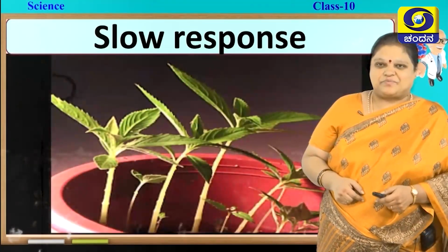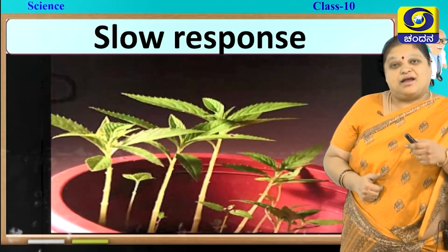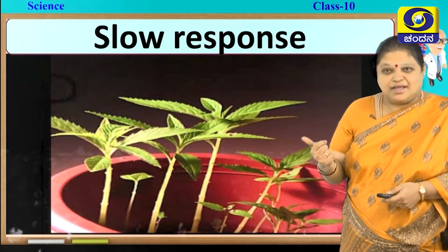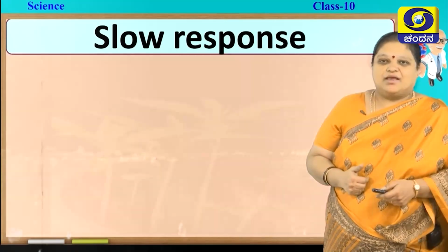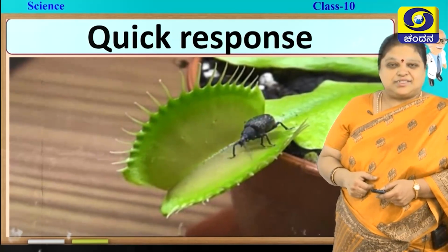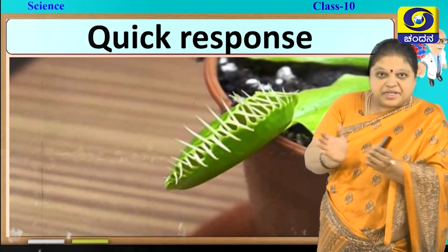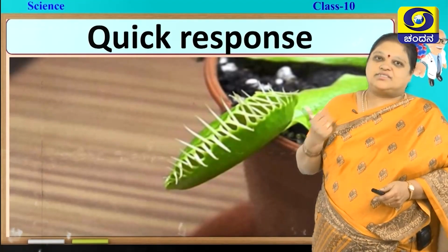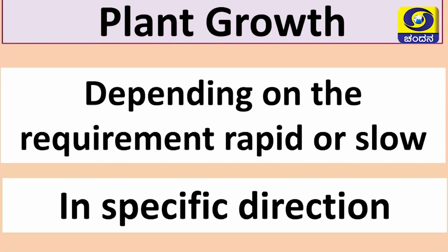So, let us see. See here, the movement in plants may be rapid or slow. Here the movement is very slow, the response is slow, whereas we can see quick response also. See here, as soon as an insect enters an insectivorous plant, it immediately closes. So, it is a quick response. What about very slow? That is growth.